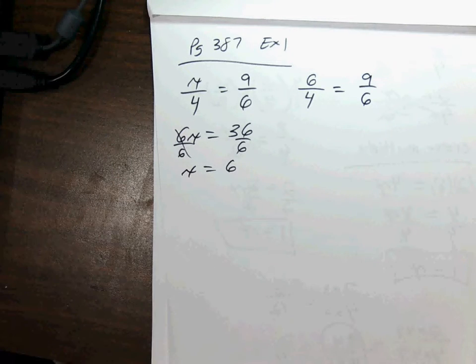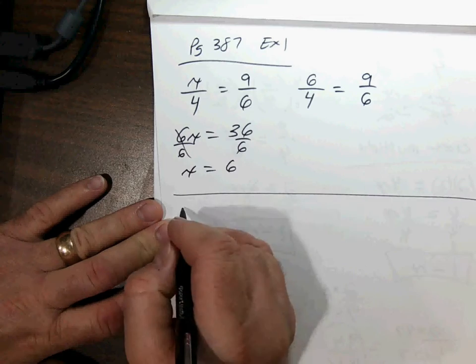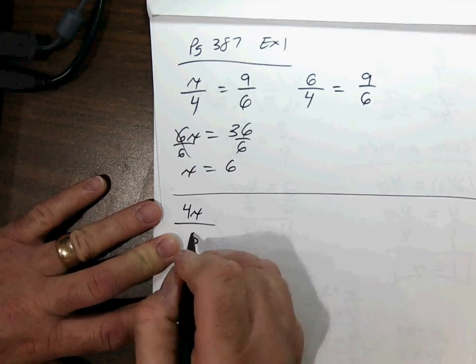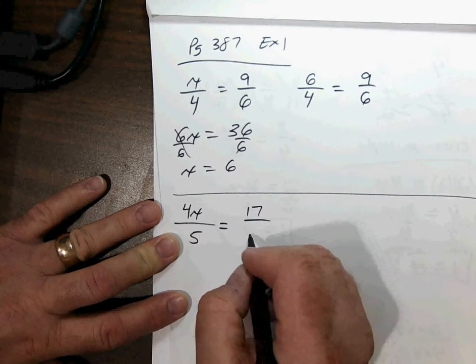But yes, that's correct. Okay? How about this one, part B? Now this tricks it up just a bit. Instead of just calling it x, in this case I've got 4x over 5 equals 17 over 20.